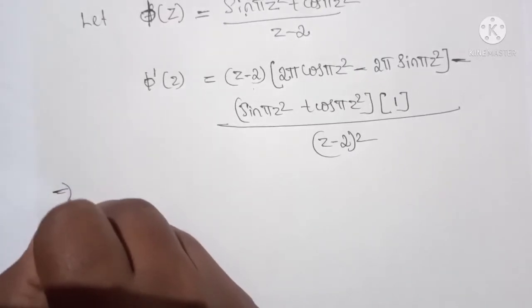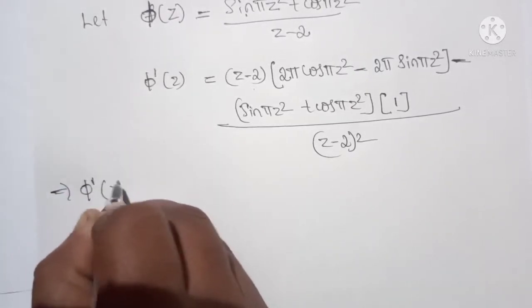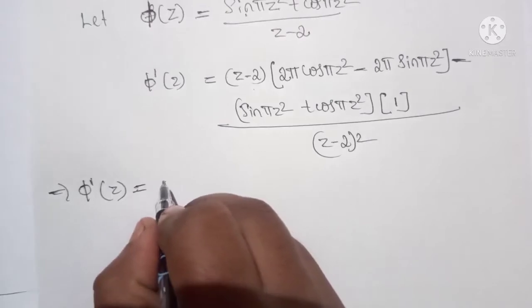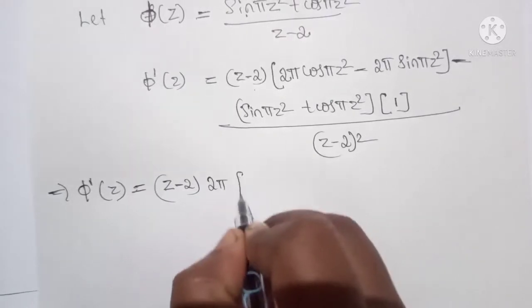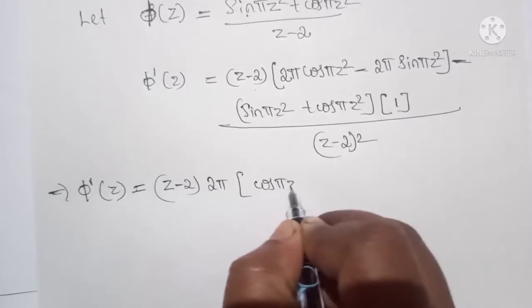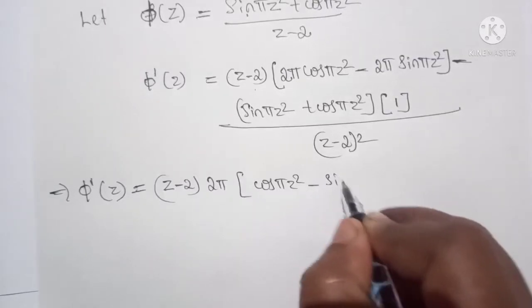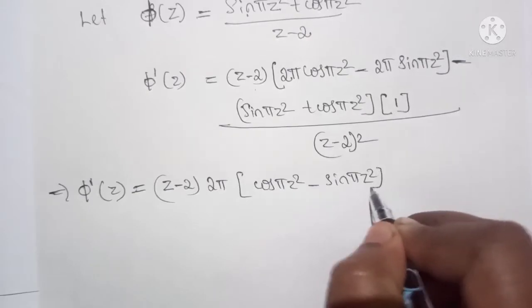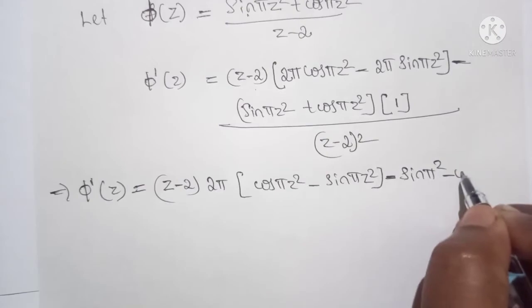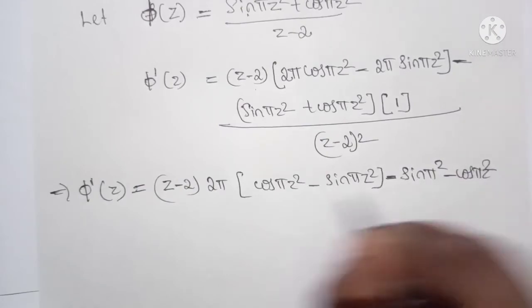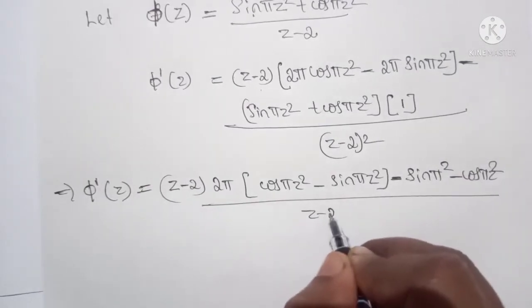So thus phi dash of z is equal to z minus 2, we can take 2 pi outside, it is cos pi z square minus sin pi z square, minus sin pi z square minus cos pi z square, divided by z minus 2 whole square.